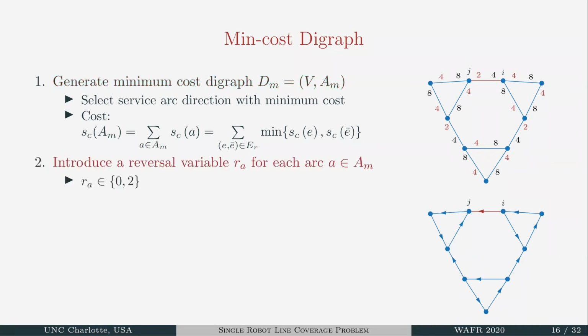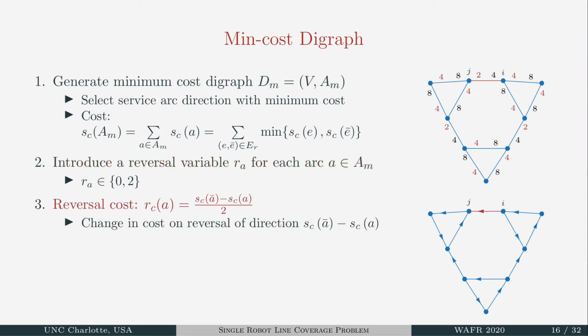digraph. Next, we introduce a reversal variable R_A with a value of either 0 or 2. If R_A is 2, then the arc is reversed. So if the reversal variable corresponding to the red arc in the minimum cost digraph is 2, then the new service direction is from j to i. The cost of reversing the direction of an arc is equal to the difference in the cost of servicing in the two directions.